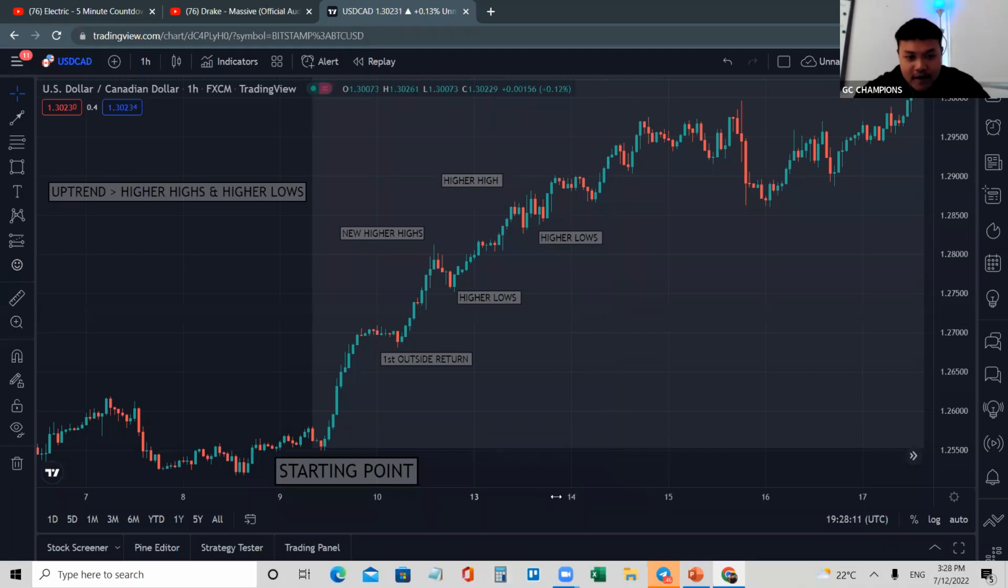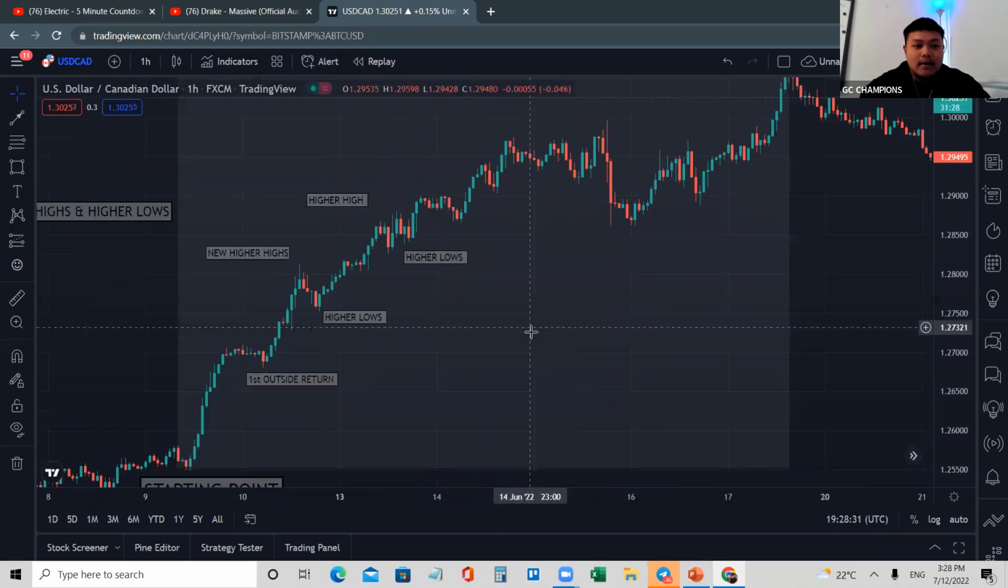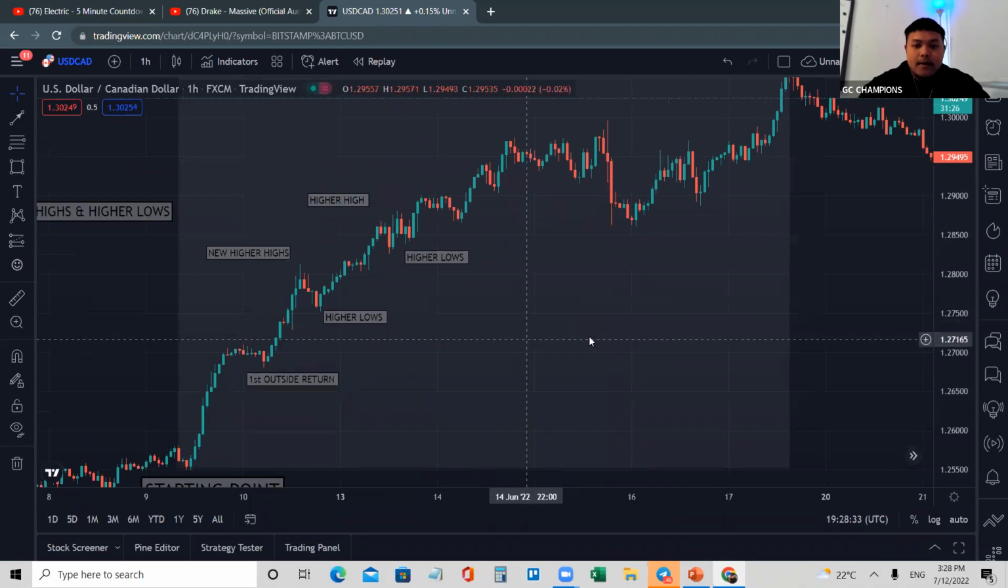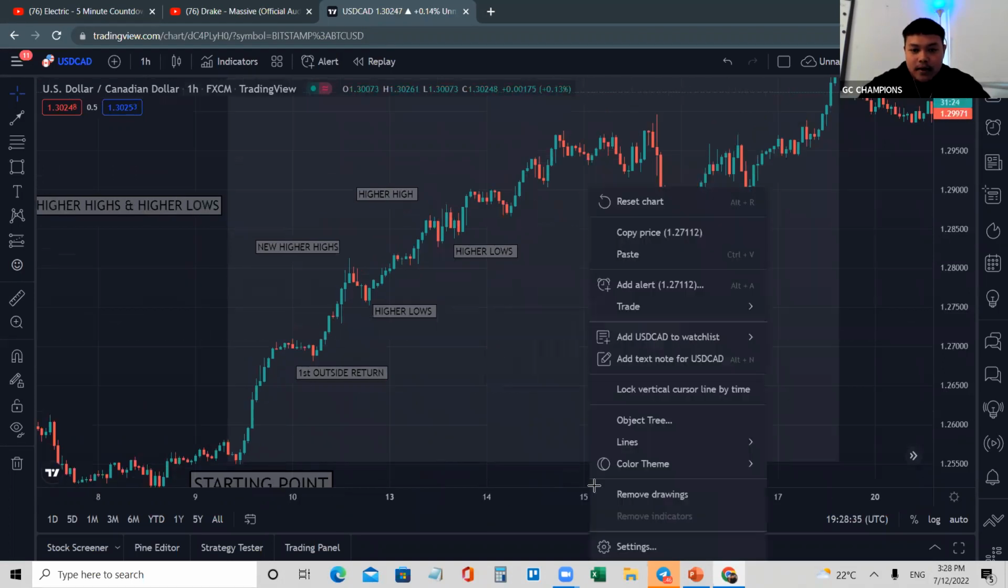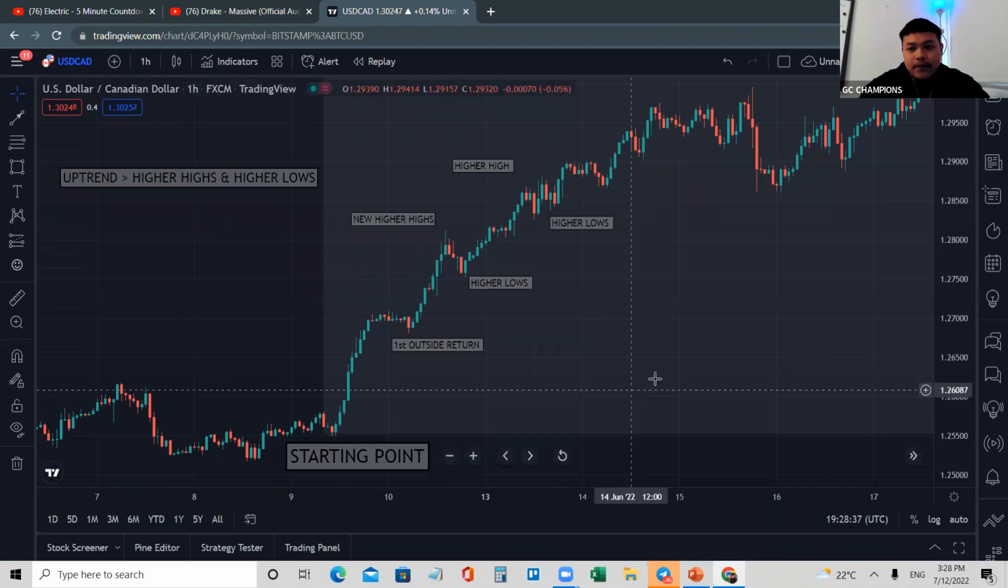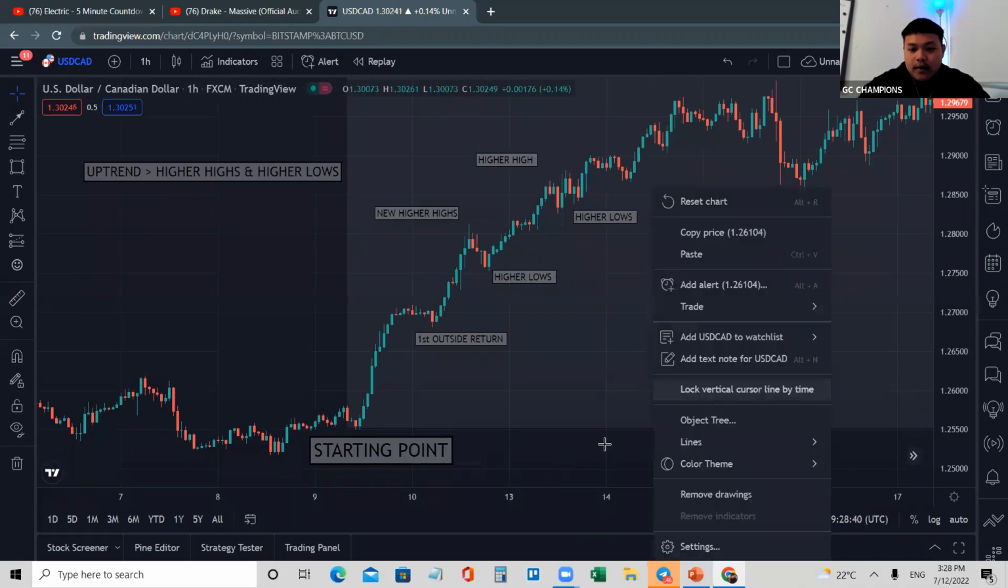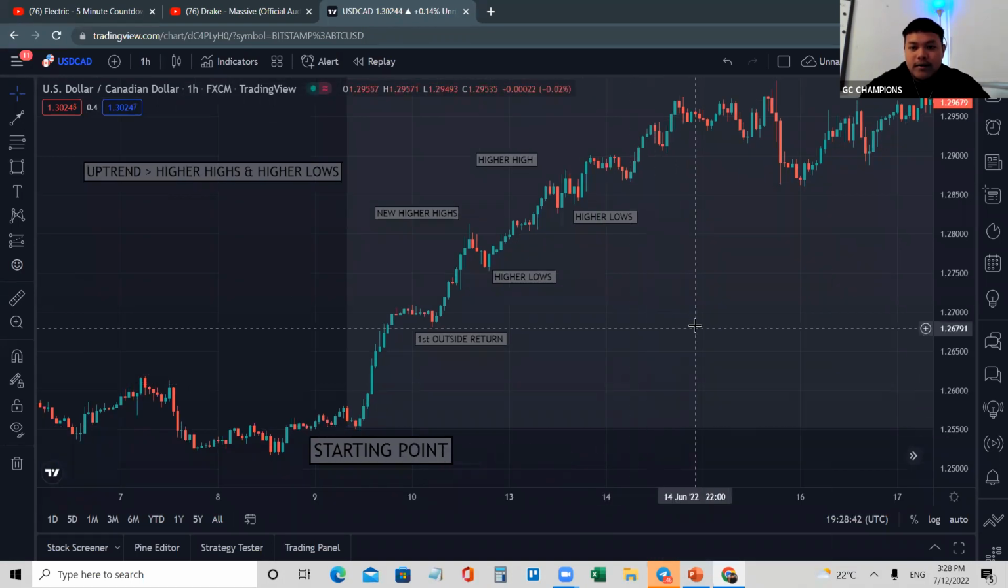So drop some threes if you are following and getting it, and if it's not confusing. An uptrend just consists of higher highs and higher lows. Starting point, that first high, outside return, new higher highs, and eventually creating new higher highs and higher lows. Now that becomes an uptrend, all right? You can also take a screenshot, by the way, if you want. In 3, 2, 1, okay, good.